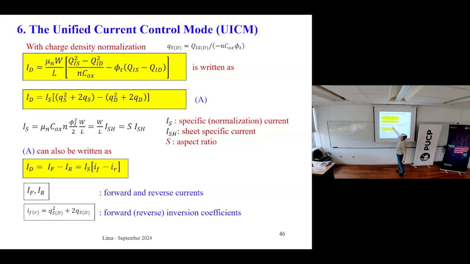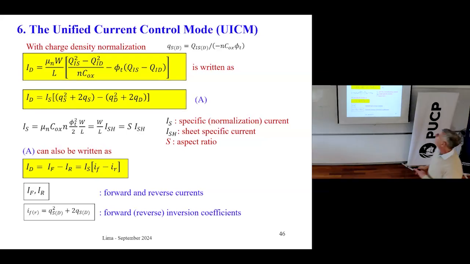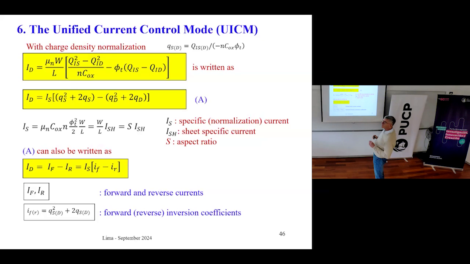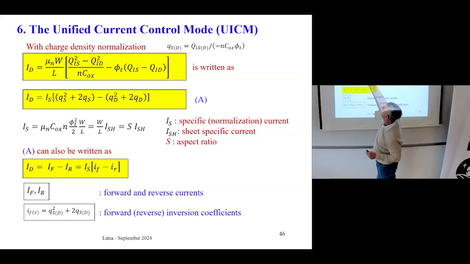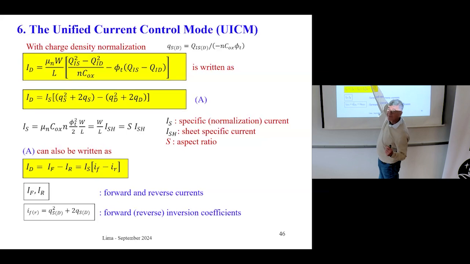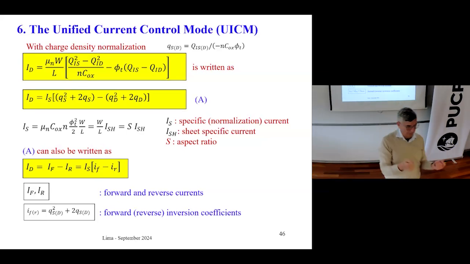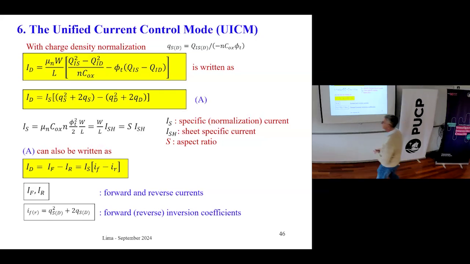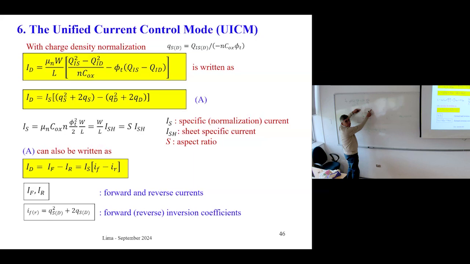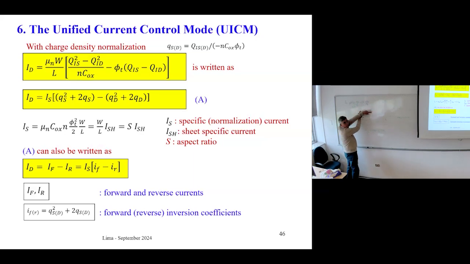This ratio is called the aspect ratio, and the notation for this ratio is usually S. I can also rewrite this expression in terms of two currents, one associated with the source and the other associated with the drain. Look here, the symmetry of this expression. If you exchange source and drain, the current doesn't change in absolute value, just changes sign, right? Say that you have 1 volt here, 2 volts there. Now put 2 volts here, 1 volt there. The current is the same, but the direction is the opposite, correct?